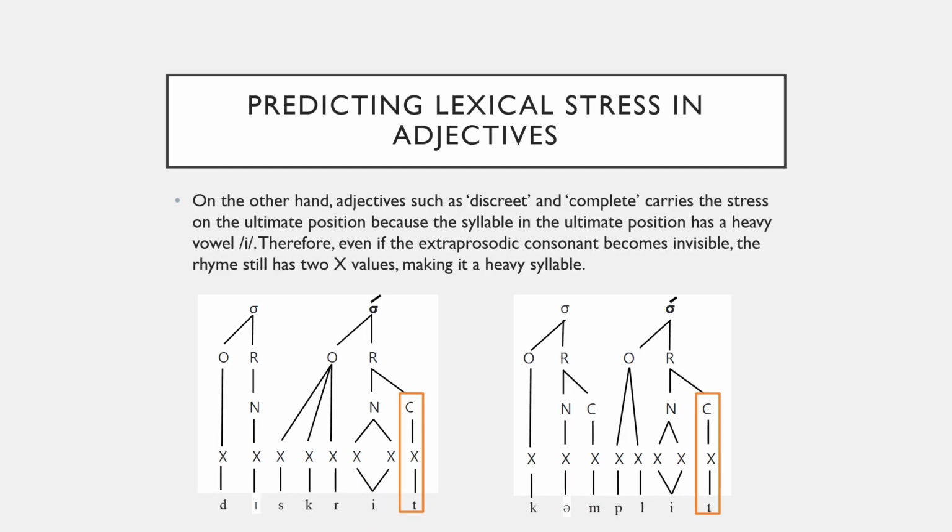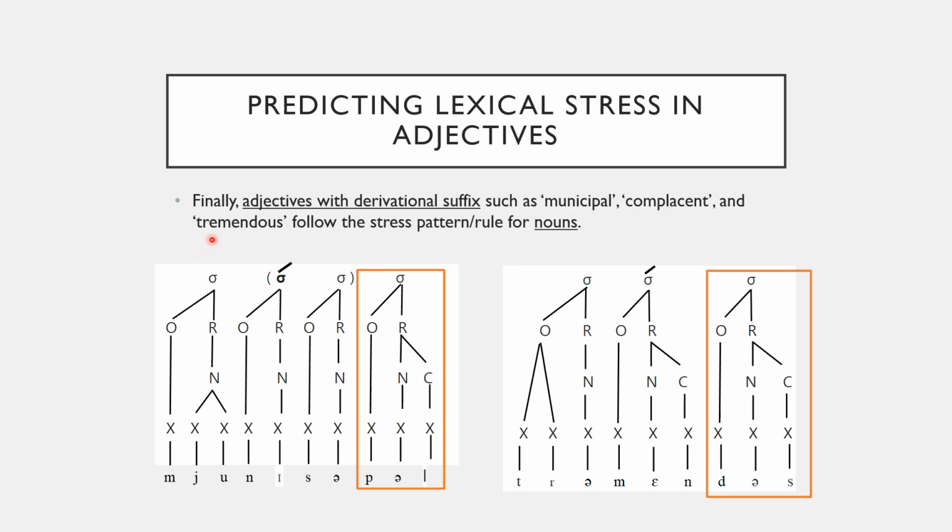On the other hand, adjectives such as discrete and complete carry the stress on the ultimate position because the syllable in the ultimate position has a heavy vowel E. Therefore, even if the extra prosodic consonant becomes invisible, the rhyme still has two X values, making it a heavy syllable. Finally, adjectives with derivational suffix such as municipal, complacent, and tremendous follow the stress pattern or rule for nouns.